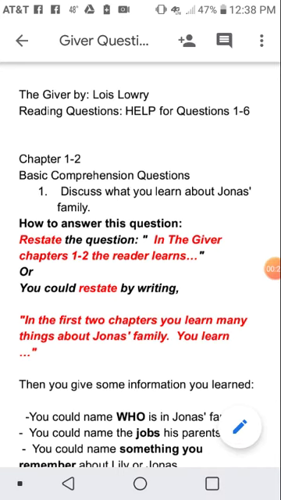So the first thing we need to do to answer this question is restate the question. In The Giver, Chapter 1 through 2, the reader learns, and then you'll put what you've learned, or you could restate by writing, in the first 2 chapters, you learn many things about Jonas's family. You learn, and then you're going to give an example of something you learned about them.